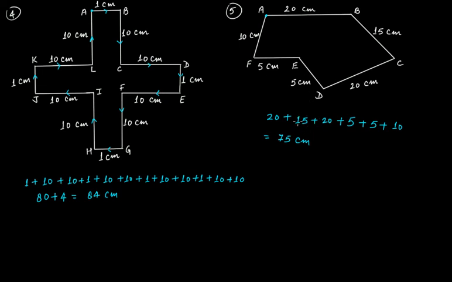So this is the way how we find out the perimeter. Just sum all the length of all the sides, and imagine that you are taking one complete round, and the distance covered in one complete round traveled along the boundary is the perimeter.